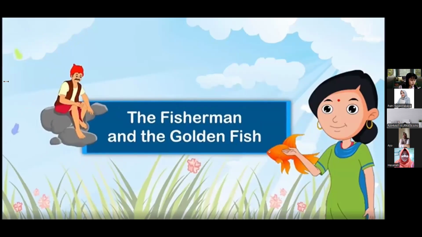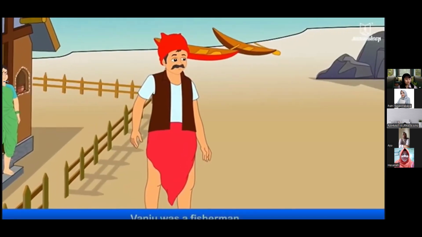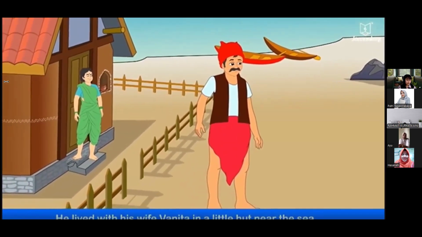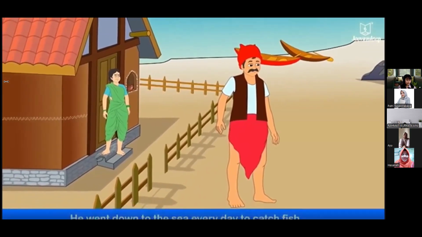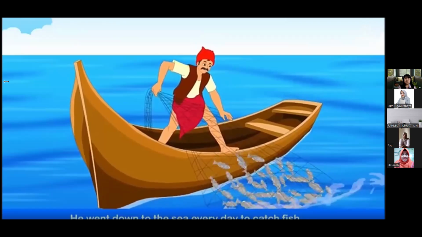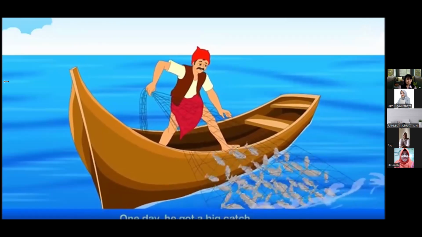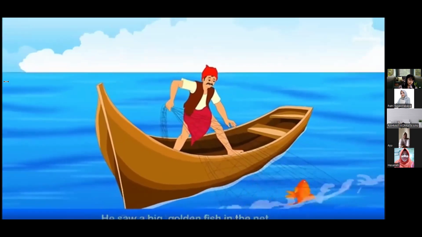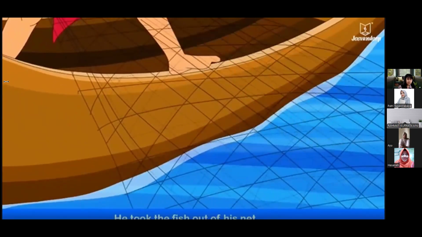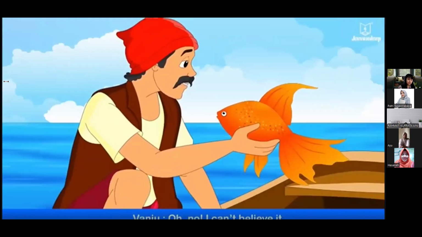The Fisherman and the Golden Fish. Banju was a fisherman. He lived with his wife Vanita in a little hut near the sea. He went down to the sea every day to catch fish. One day, he got a big catch. He saw a big golden fish in the net. He took the fish out of his net. "Oh, fisherman, please let me go." Oh no, I can't believe it. The fish is talking to me. How can I let you go?